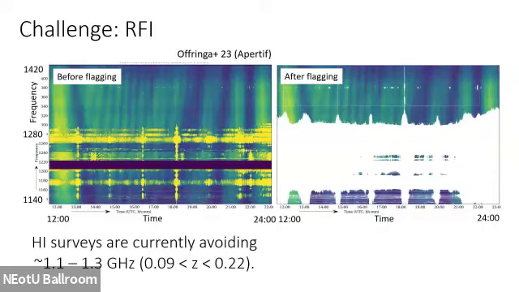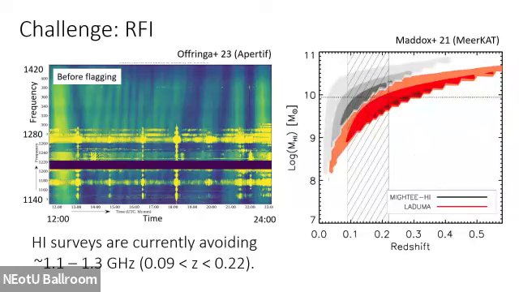So essentially, H1 surveys are currently avoiding 1.1 to 1.3 gigahertz, which works out to a range of cosmic history from a redshift of 0.9 to a redshift of 0.22. I should say this is not unique to this particular study. All of the telescopes of which I'm aware around the world are avoiding this redshift range because of RFI. And so what you're increasingly seeing are hatched regions in diagrams. The colored regions are predicted detections, whereas the gray hatched regions are regions that will likely be lost to RFI. So for all intents and purposes, we are losing redshift ranges already and possibly irreparably.